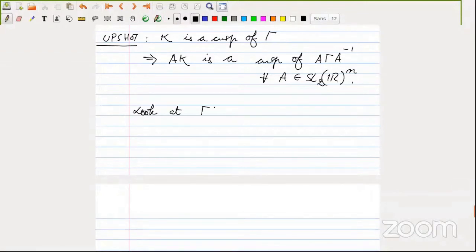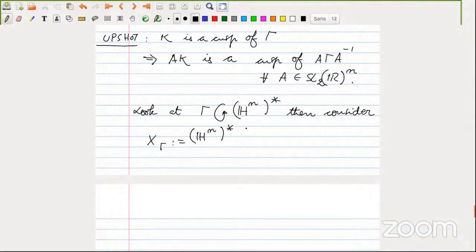I can look at the action of gamma on its H_n star. Then I can consider this quotient space, X_gamma, which is equal to H_n star mod gamma. So try to think why this action extends to its H_n star.